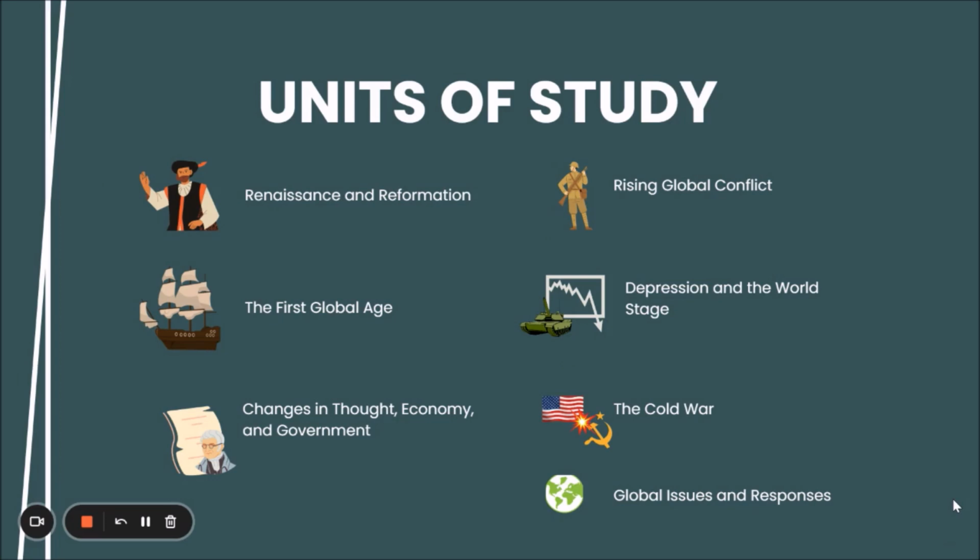In Unit 6, the students will study the Cold War, where they'll look at the global impacts and lasting competition and indirect conflict between the USA and the Soviet Union. And finally, Unit 7 will cover global issues and responses, where students will look at changes that lead to a more connected world. They'll focus on technology, health, economy, human rights, global organizations, and terrorism.